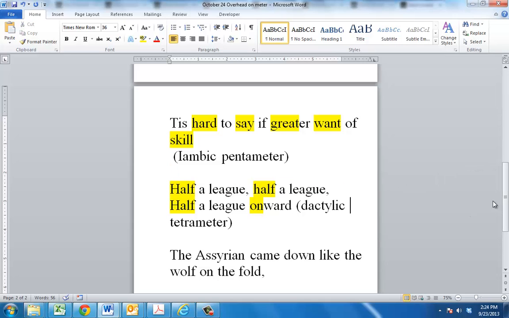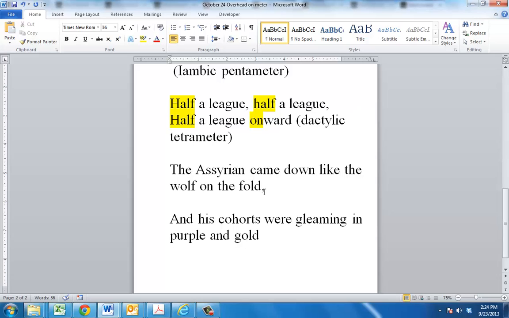Next one, and this is from a poem by Byron. I don't remember the title of it. The Assyrian came down like the wolf on the fold. So I'll read that again. The Assyrian came down like the wolf on the fold. The way that I would read this, this is the stressed syllable here.